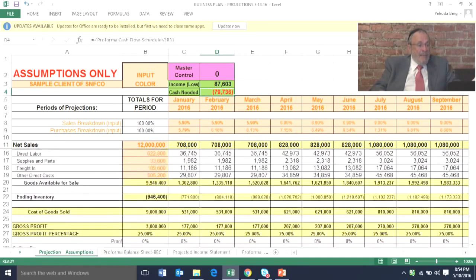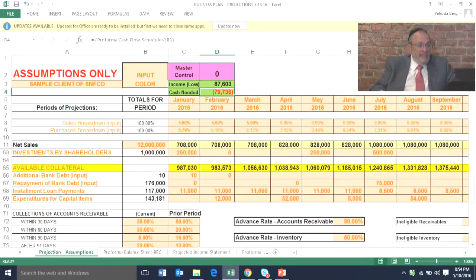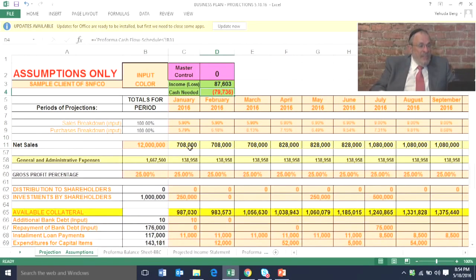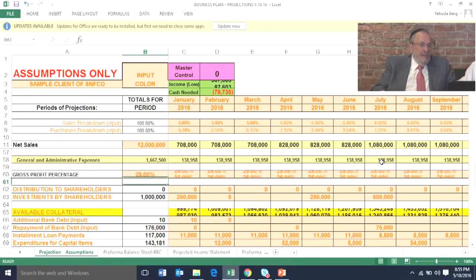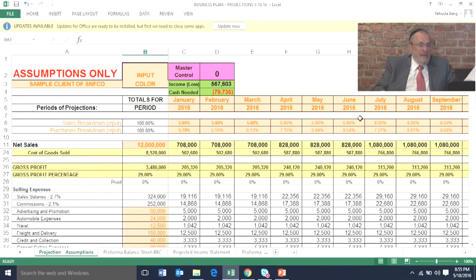Now, if on top of it, let's go on a minimal basis, you increase your gross profit from 25, not to 33%, but you do it to 29%, halfway. If you're able to do that, I'm using that as an example. Look at this. I'm almost break even in cash, and I made $567,000.